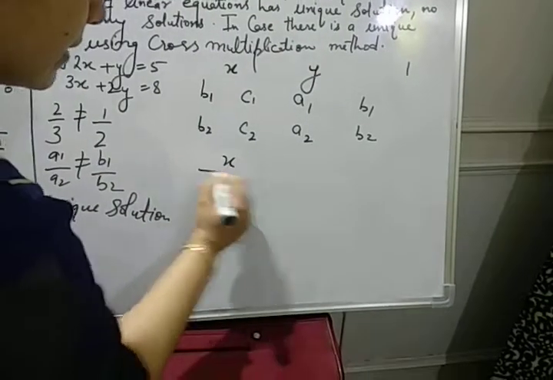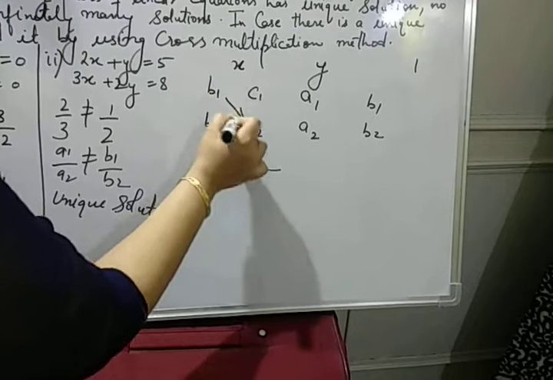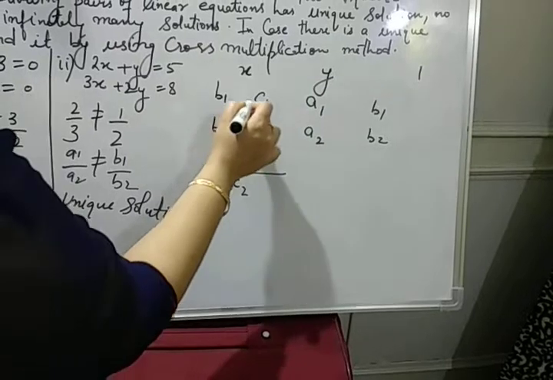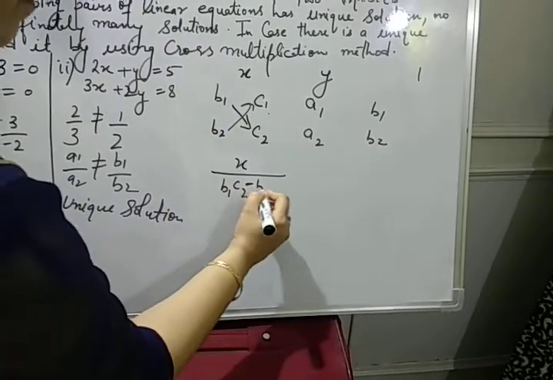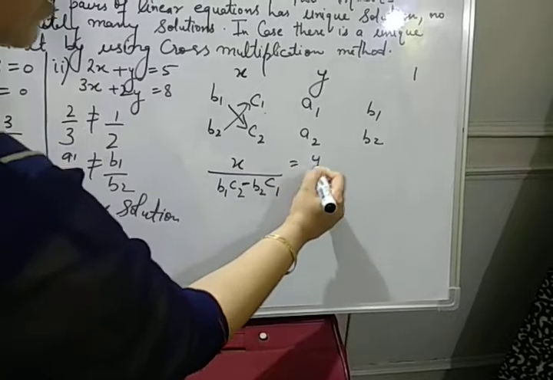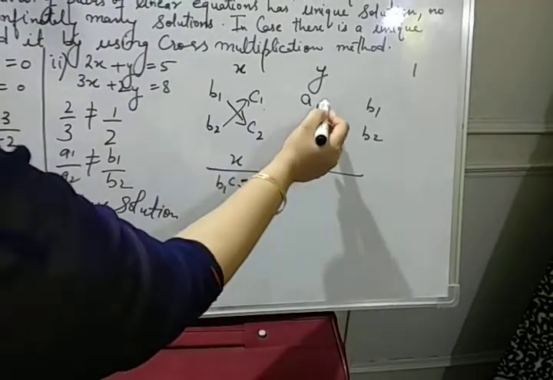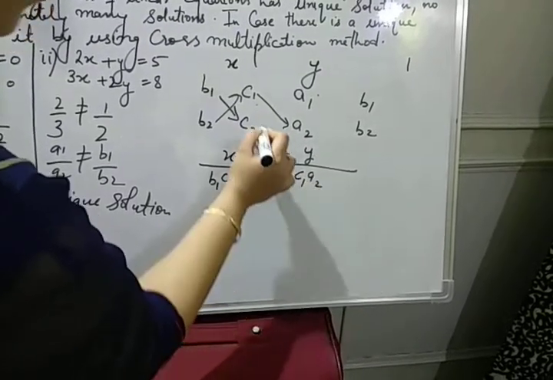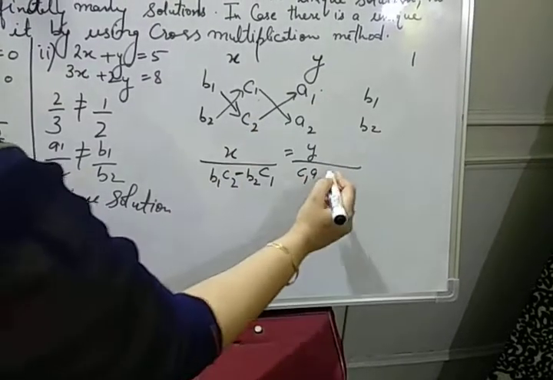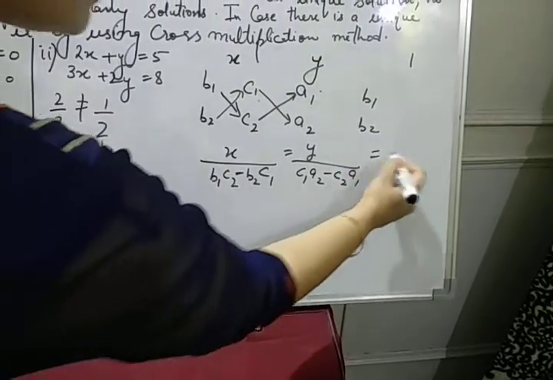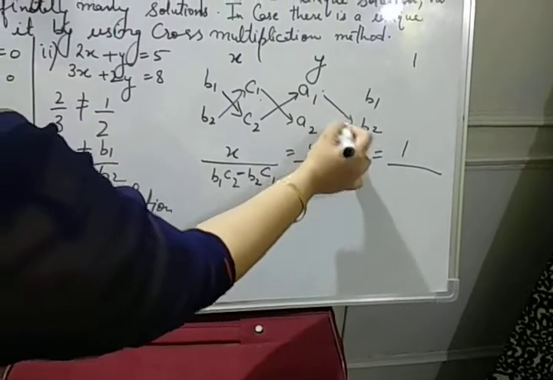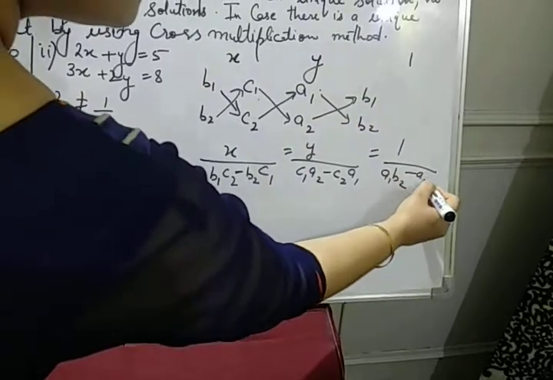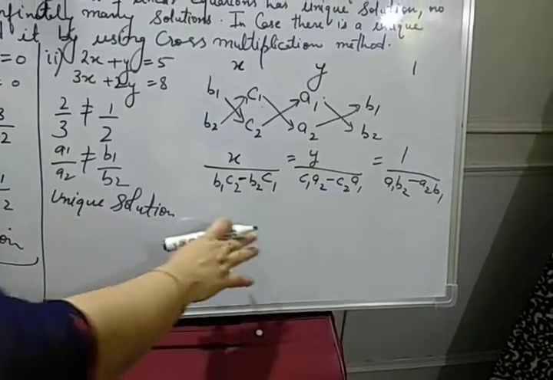Now the method is x upon b1 c2 minus b2 c1 is equal to y upon c1 a2 minus c2 a1 is equal to 1 upon a1 b2 minus a2 b1, right? So this is the cross multiplication method.